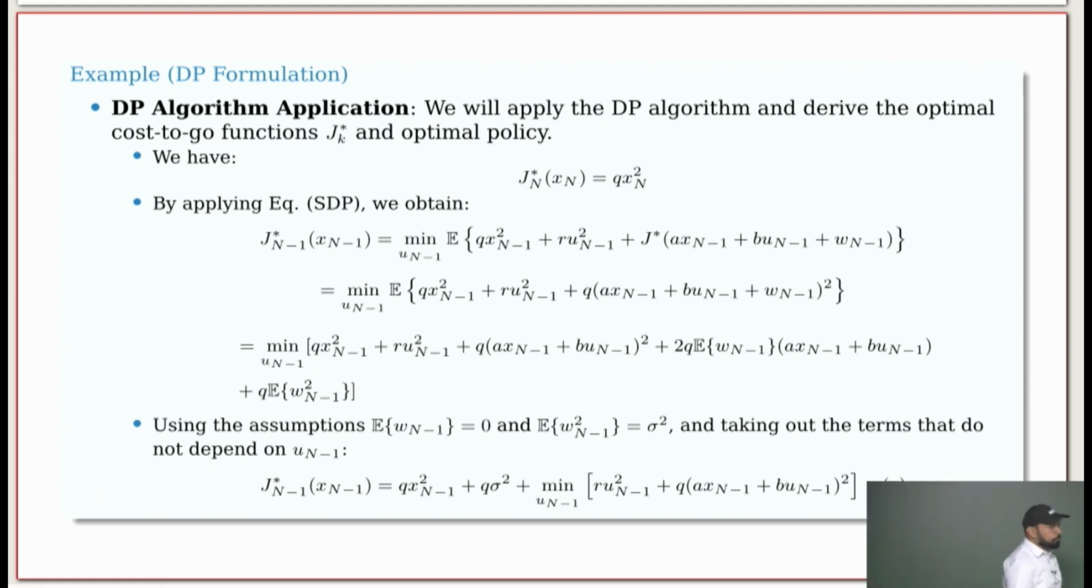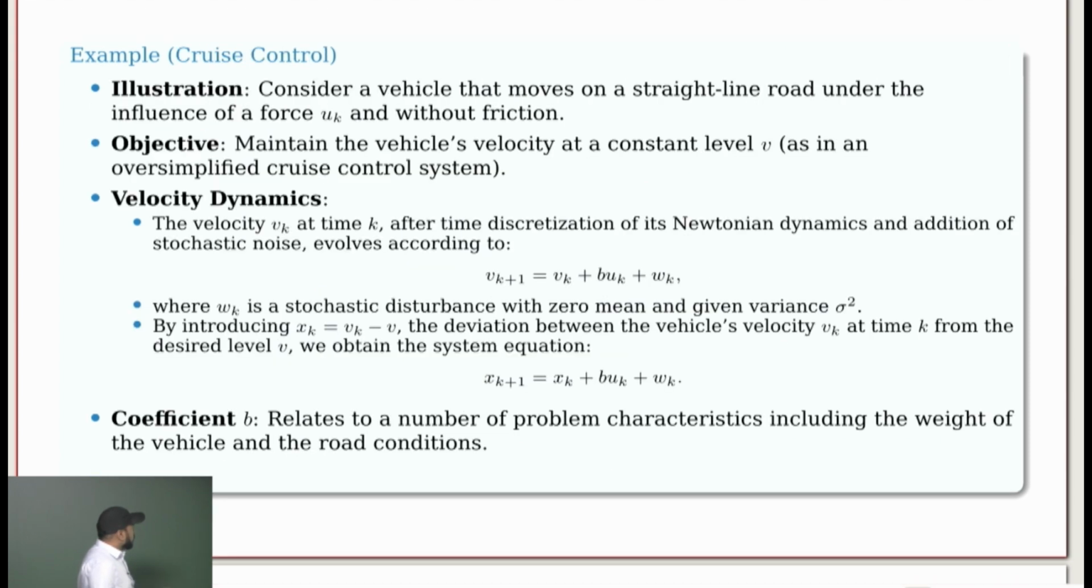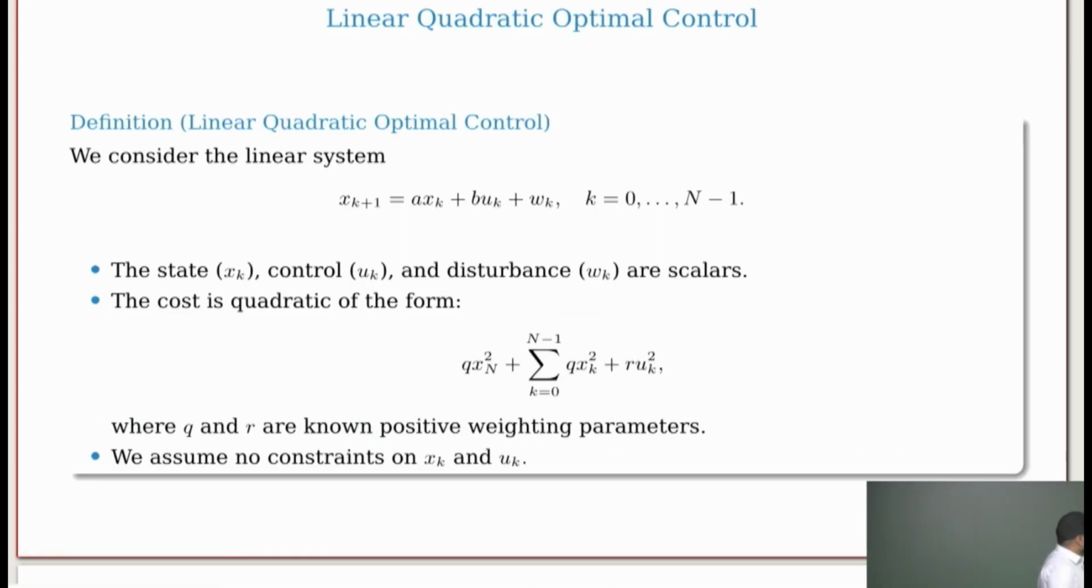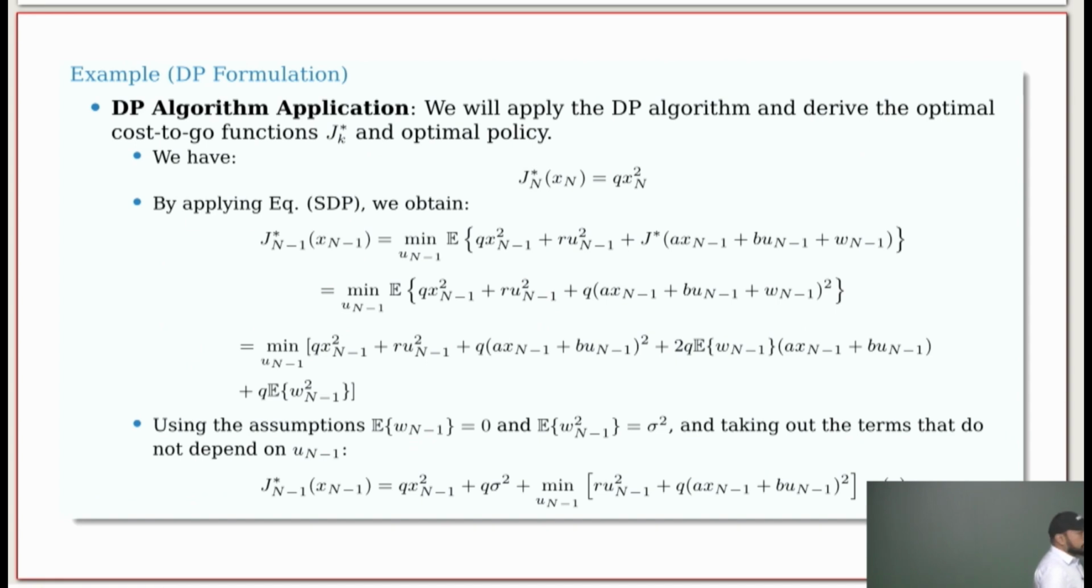So we can write this down more explicitly. We will apply the DP algorithm to derive the optimal cost-to-go functions. As I said before, for the cruise control, this is a form of linear quadratic control. So our cost is like this. This comes from the modeling part, and in a linear quadratic control, this is a good cost to take. The terminal cost, as you can see, is qxn square. So our jn, the terminal cost, will be qxn square, so jn star of xn will be qxn square.